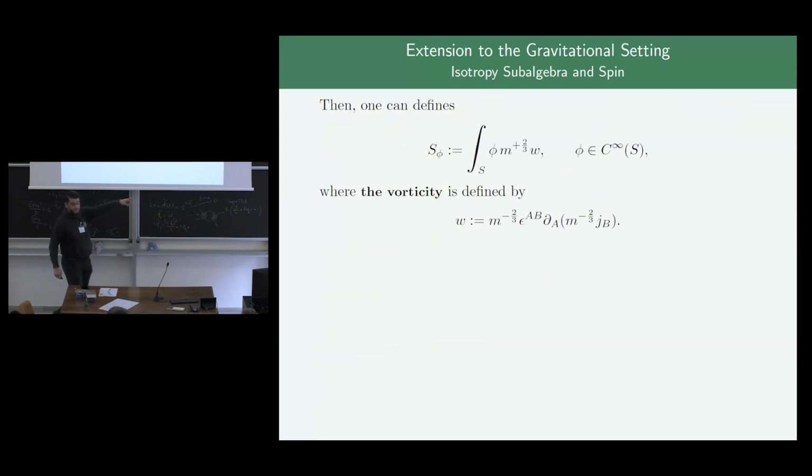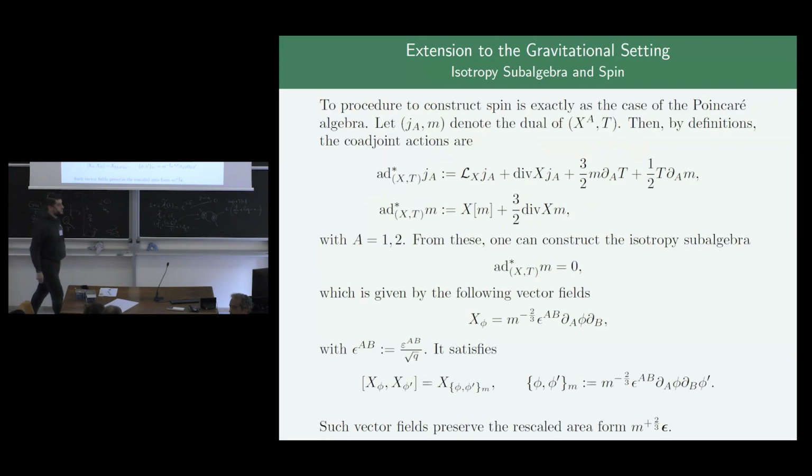So now we can define the notion of spin. Sorry, what's phi? Phi is a function on a sphere. For any function on a sphere, you can construct such a vector field. M is the dual of the supertranslation, so it's just anything on the sphere. It's not constant or anything. It's called the supermomentum.